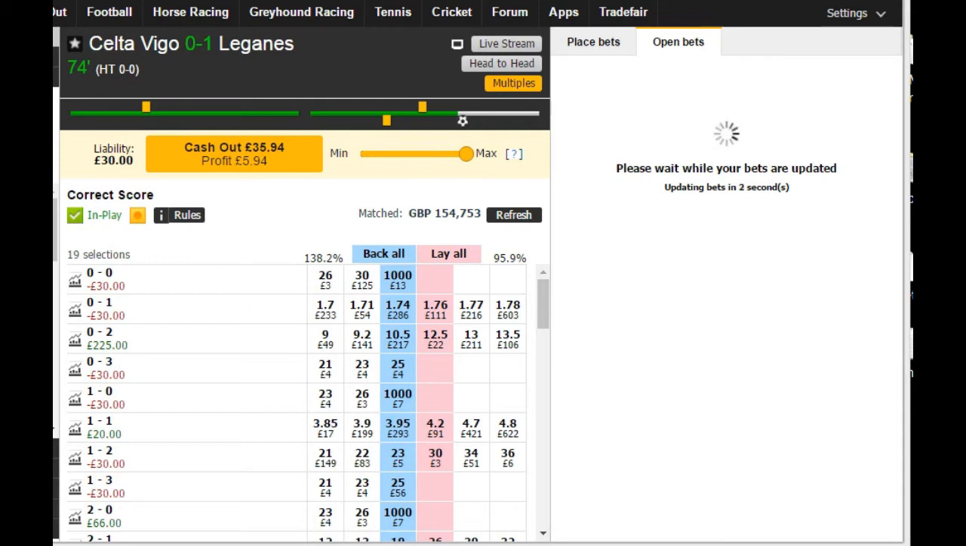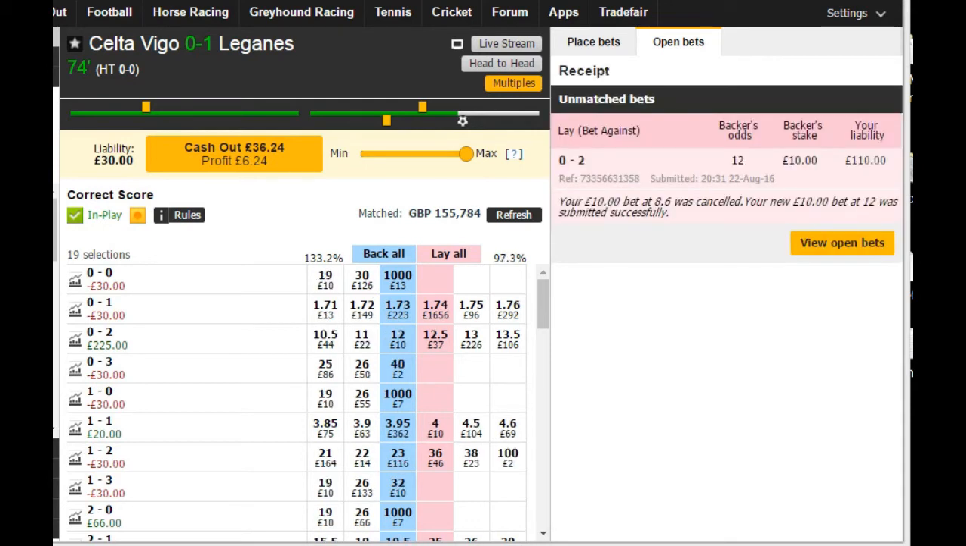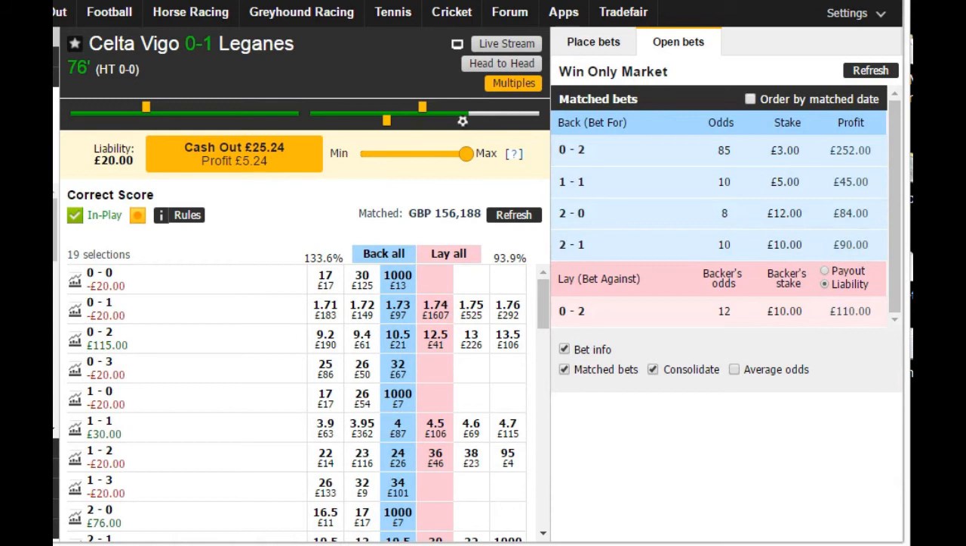I really wanted Celta to score a goal in the second half, and that would be covered, and that would give my profit because of the green I've got in the half-time, full-time. So that didn't happen. And this backing of the 0-2 was a way in which, if the underdog scored, I could then reduce my liability to a very reasonable amount.